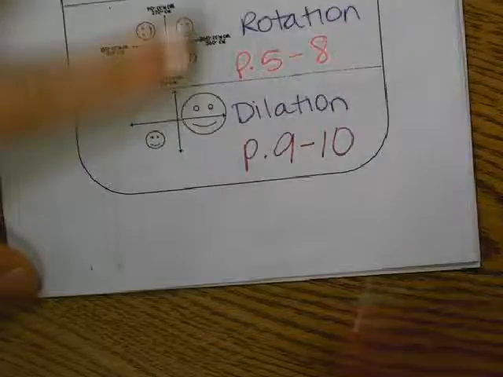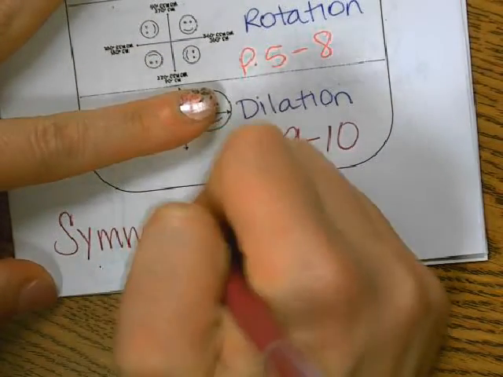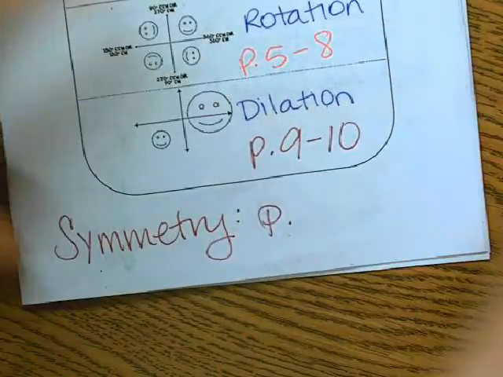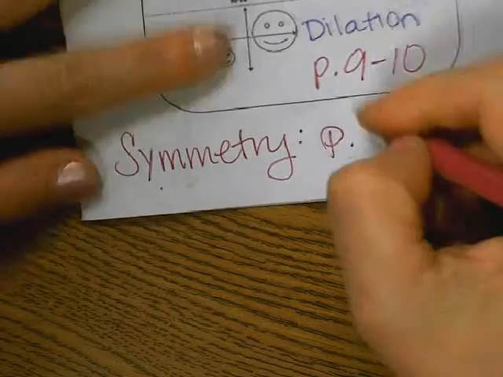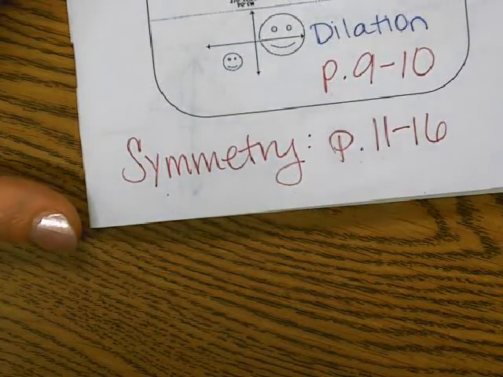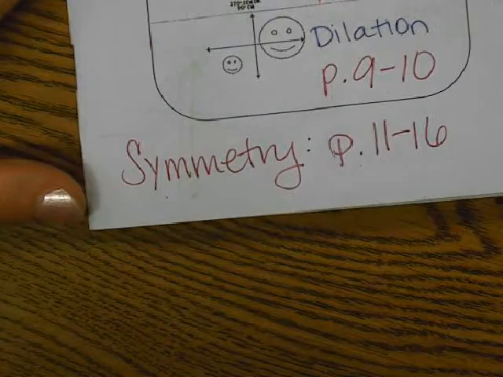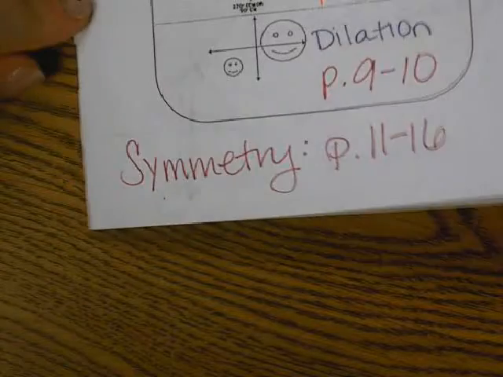Hi everybody, this last video is going to be about symmetry. So at the end of your book, we're going to talk about symmetry, and that's on pages 11 through 16. So we're going to cover quite a few pages today, but they're going to go very quickly, mainly because there's a lot of pictures that are drawn, so they took up a little bit more space.